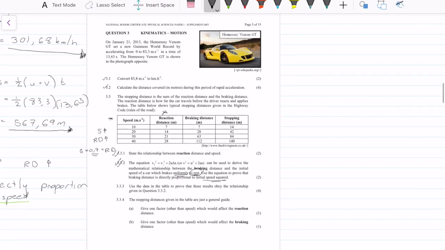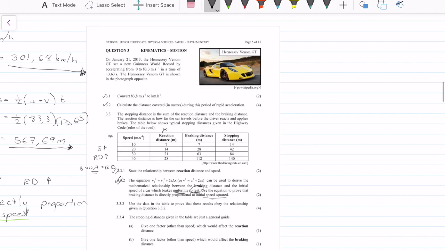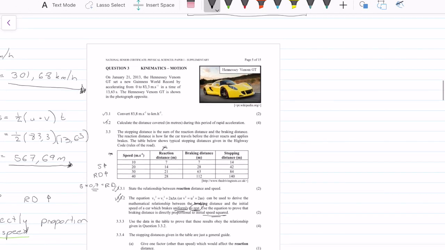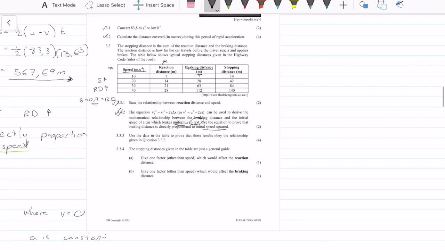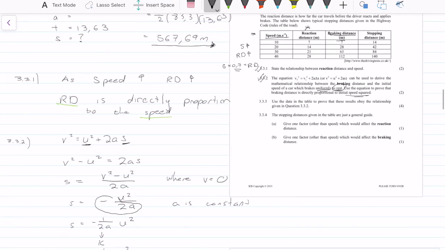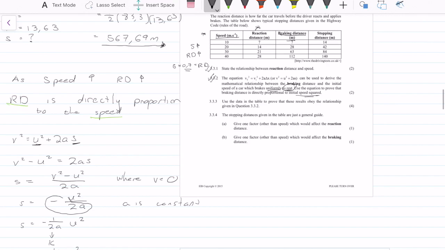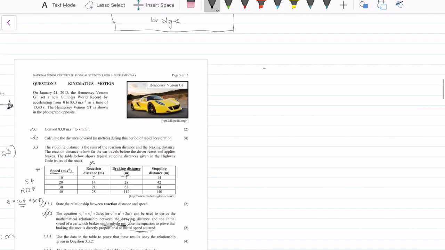Then it says use the data in the table to prove that these results obey the relationship. Essentially, we had a relationship between speed and braking distance. So we need to solve for k. From our previous question, we can say that s equals k u squared.